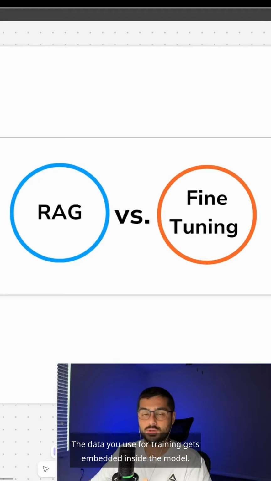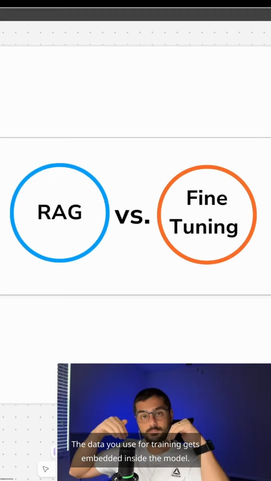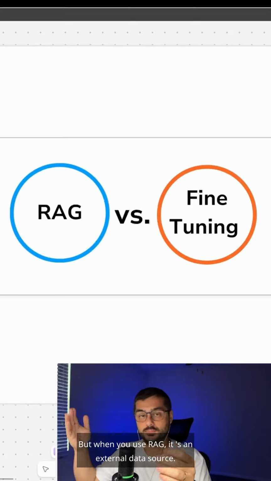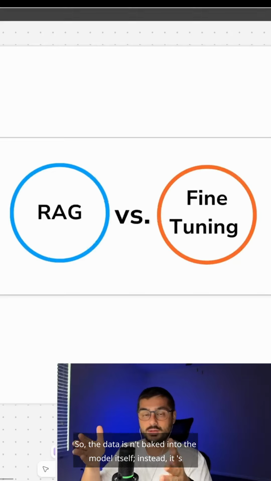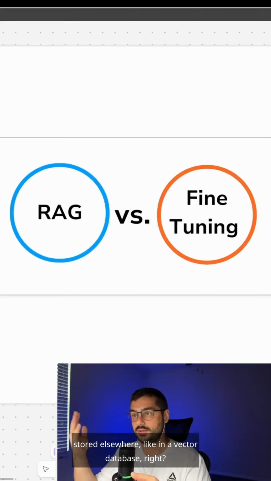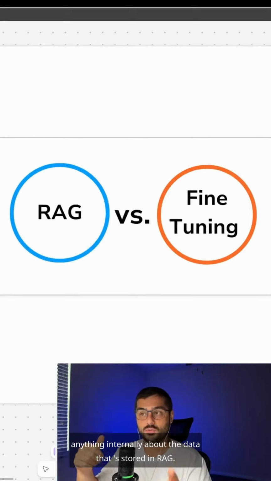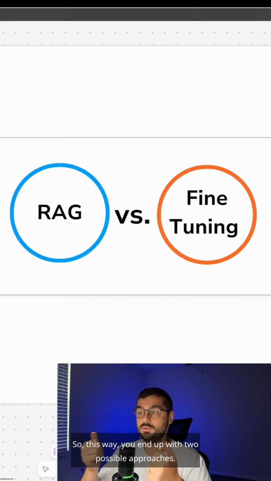The data you use for training gets embedded inside the model. But when you use RAG, it's an external data source. So, the data isn't baked into the model itself. Instead, it's stored elsewhere, like in a vector database, right? Or it could be some other system, but the model itself doesn't know anything internally about the data that's stored in RAG.